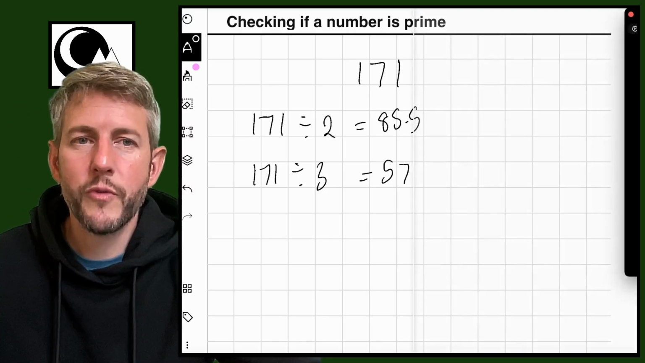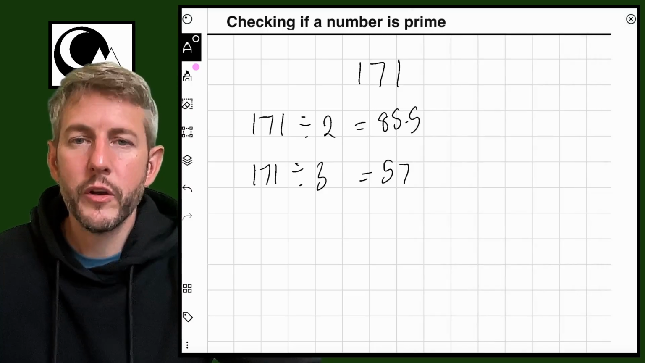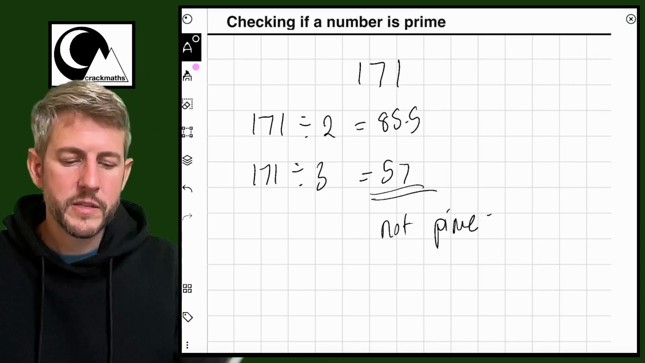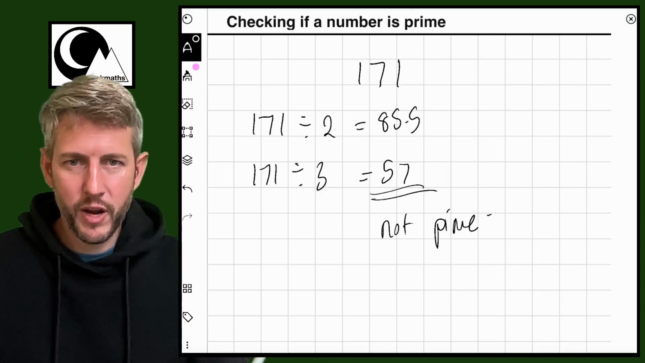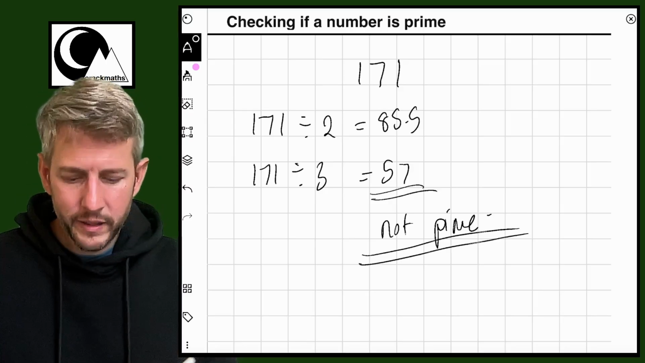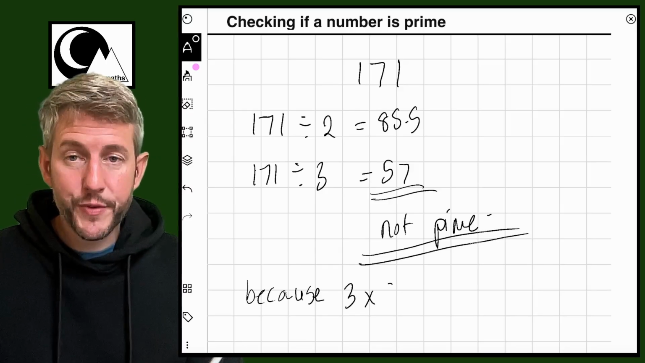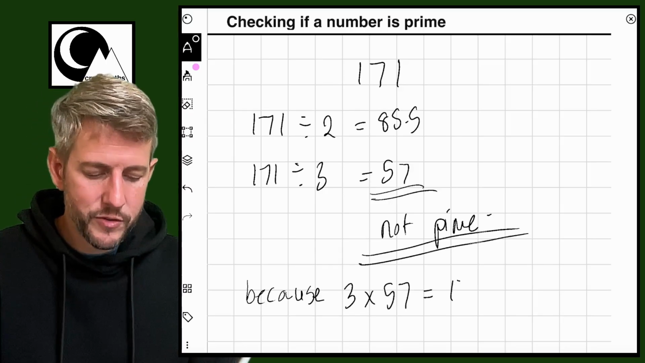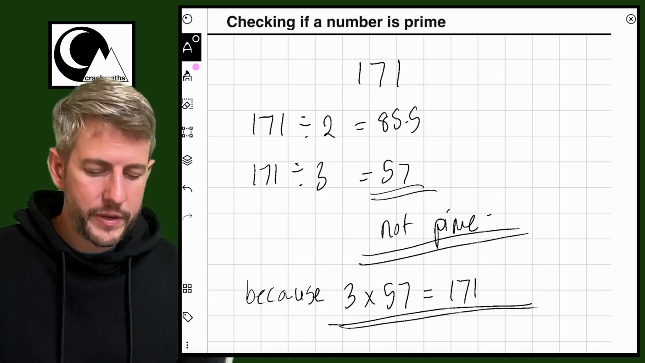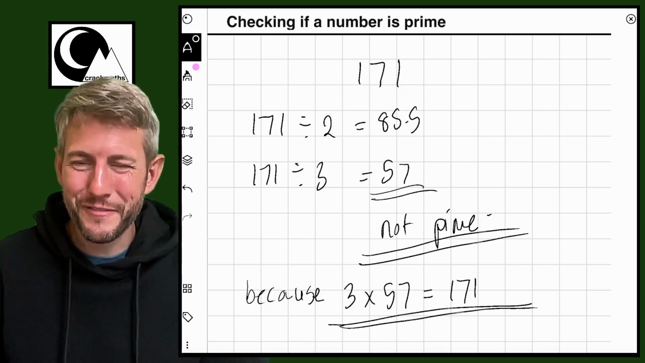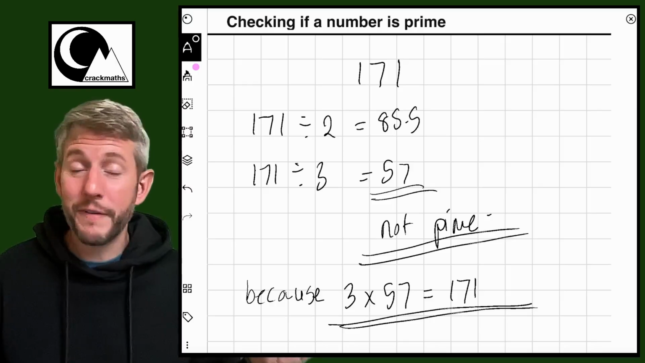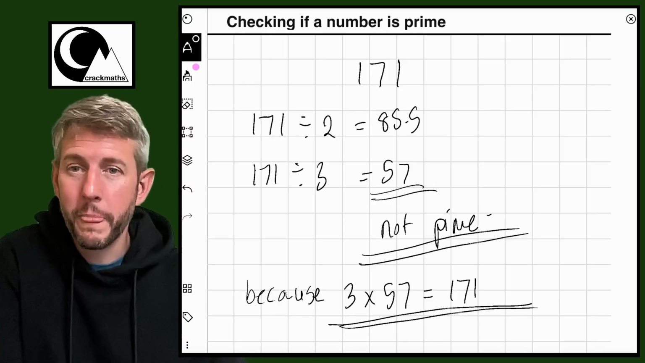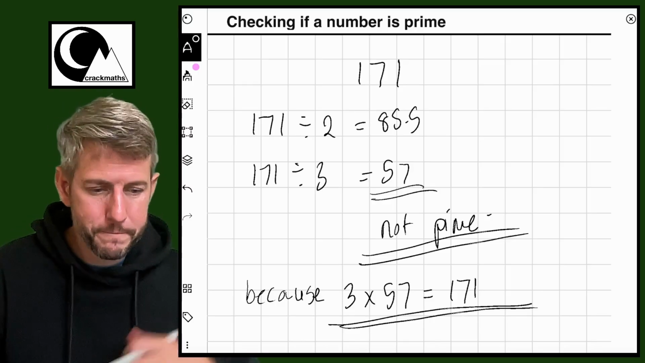Because we've already found that, we can conclude it's not prime. So is 171 prime? It's not prime. And why? Because 3 times 57 equals 171. It's not a complicated proof. It's just stating that once you've found the solution that proves it's not prime, you can just stop. So there we go. Right.